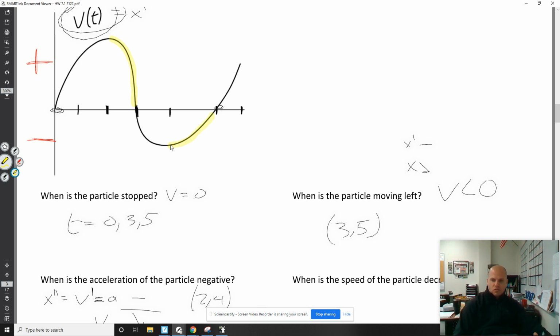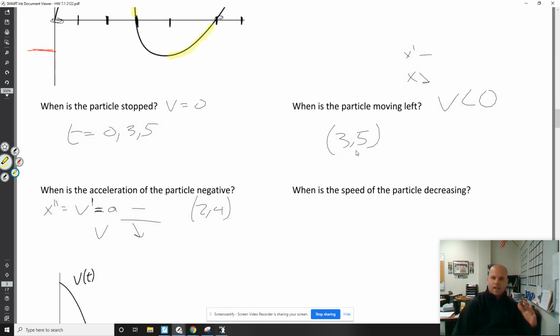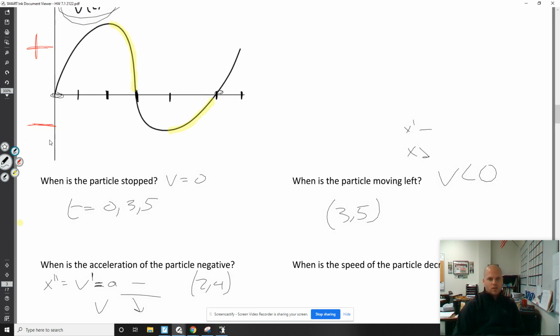Now, I'd never want you to use this explanation as reasoning: my graph of v is going towards the x-axis. I don't want you to use that. That will not be accepted. You would literally find your intervals and then immediately say the signs of v and a are opposites. Okay? So that's one way to do it, and then I'm going to show you the other way. So we got 2 to 3 and then 4 to 5.